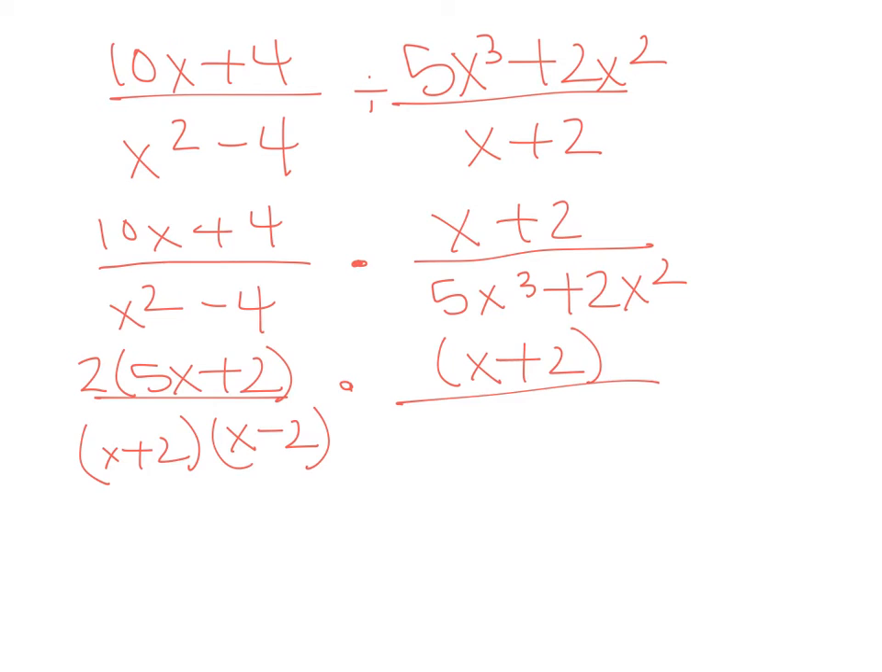5x cubed plus 2x squared, I see they have a common factor of x squared. And I get 5x plus 2 on the inside. And there's nothing else I can do there.